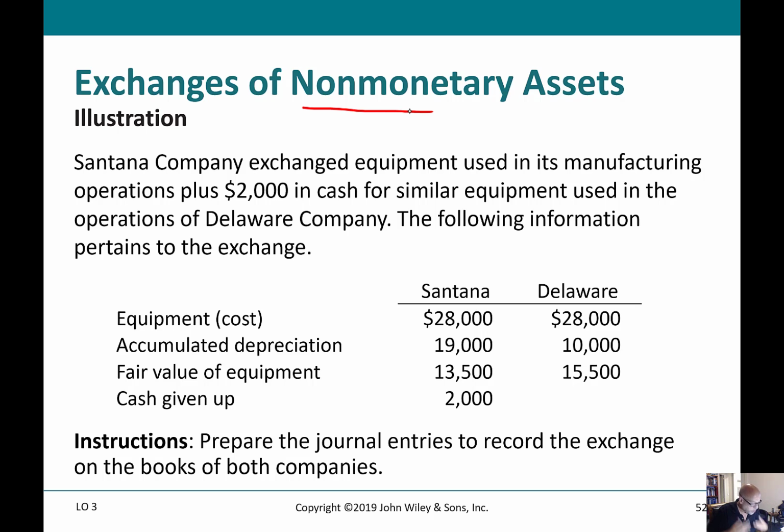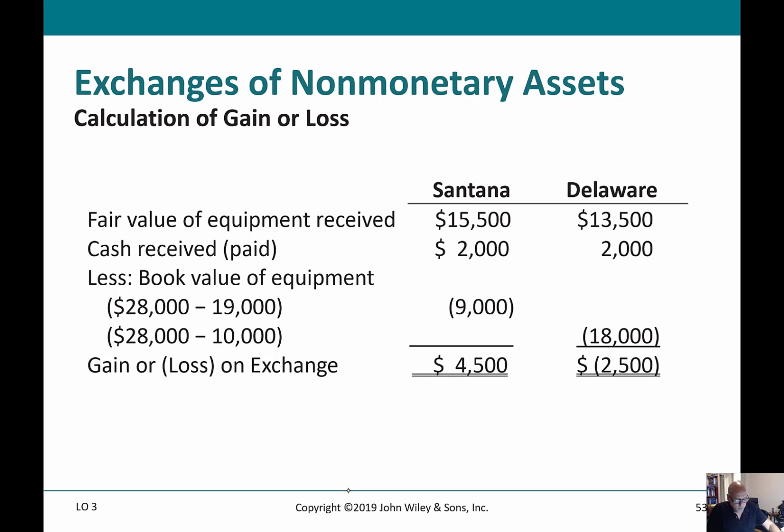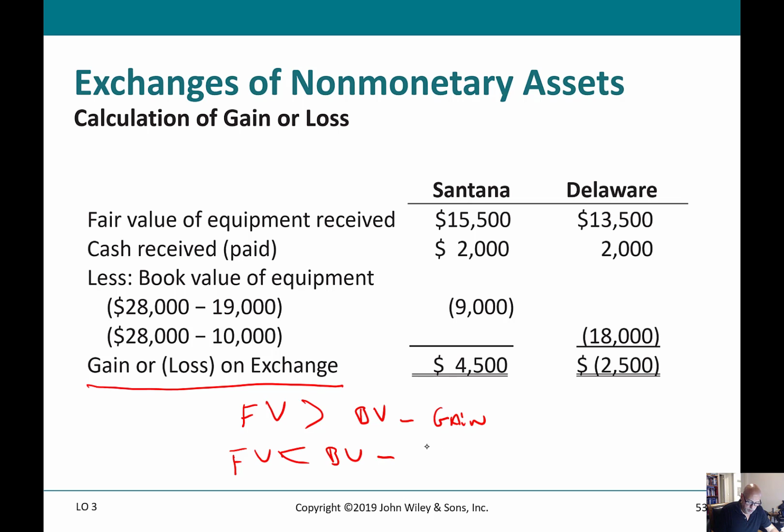All right, so let's go through this example and see what we come up with applying those various rules. They ask us to prepare the journal entries that would be necessary considering the approach I just outlined. Remember the way we consider if there's a gain or loss. We take the fair value of the property and compare that to the book value. If fair value is greater, that's a gain. If the book value is more, we consider that a loss.